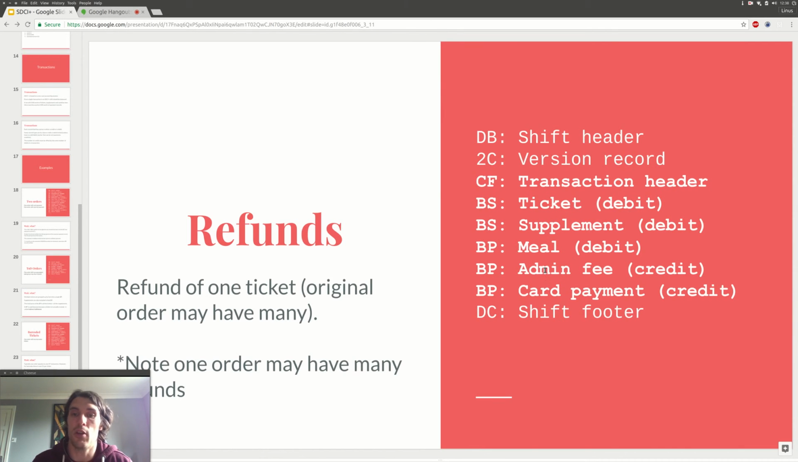Typically, when you're doing a refund, you will charge an admin fee. So let's say we're giving back £100 worth of tickets. We will charge a £10 admin fee. Therefore, we will give you £90 credit back to your card. So yeah, like I said, reasonably straightforward on that one.